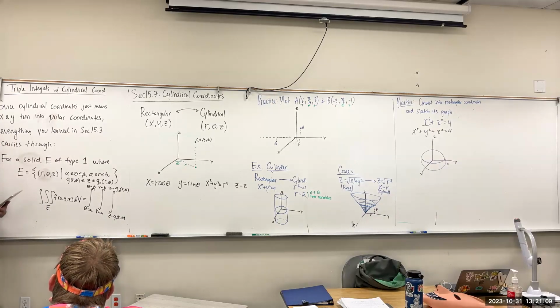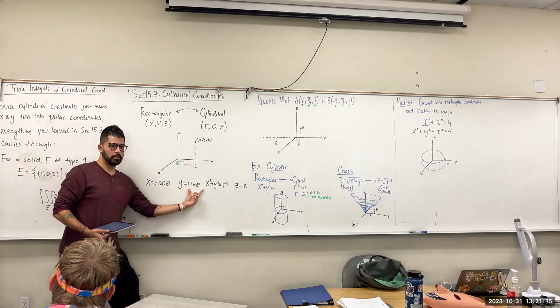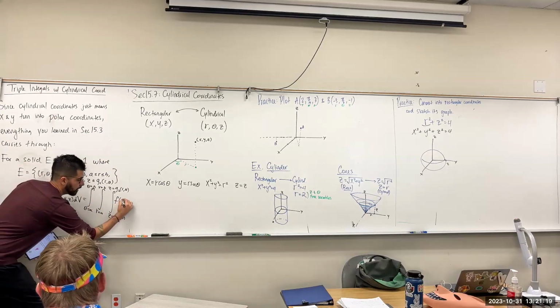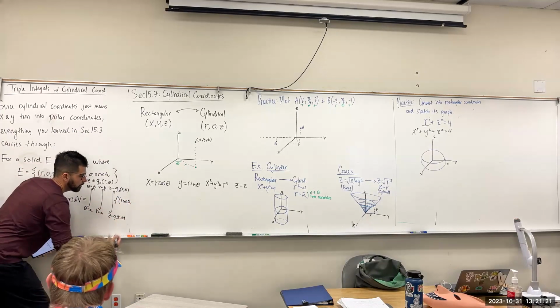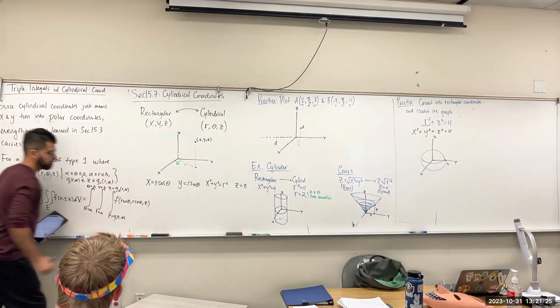So z will be bounded below by this, and r is bounded from a to b, and theta is bounded from alpha to beta. And I hate writing this part, but for your x's and y's, you're just going to use the conversion that you did in polar. So instead of x, it'll be r cosine theta. Instead of y, it'll be r sine theta. And your z stays the same.